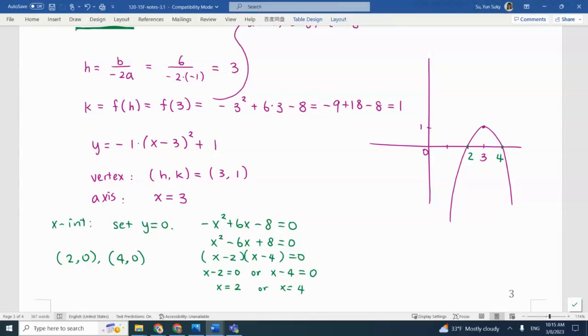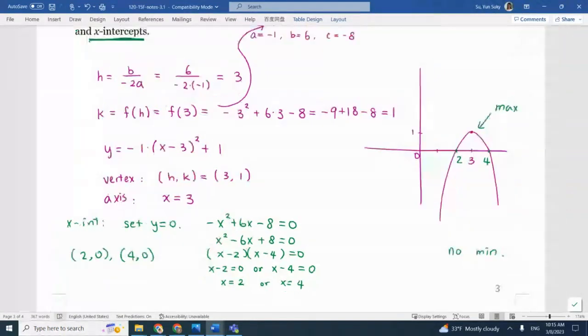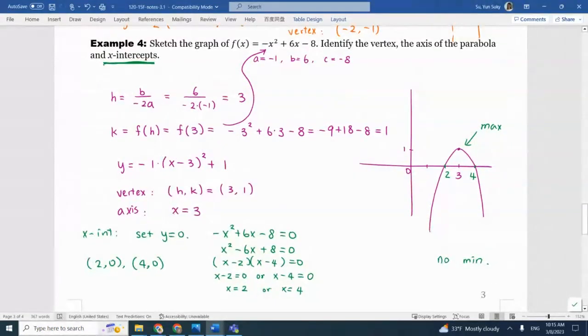And look at the picture. Do we have a maximum or minimum? Maximum. And so this is the maximum. Do we have a minimum? No, no minimum. Right. Okay, so that finishes the whole problem.